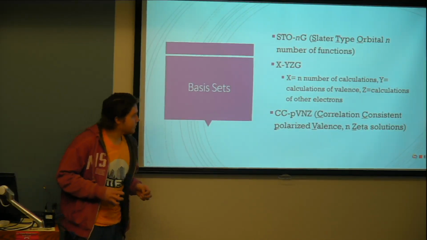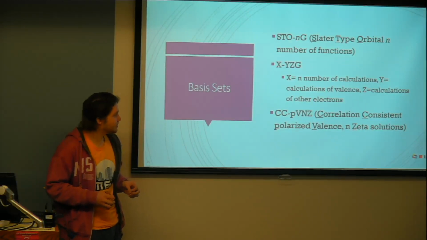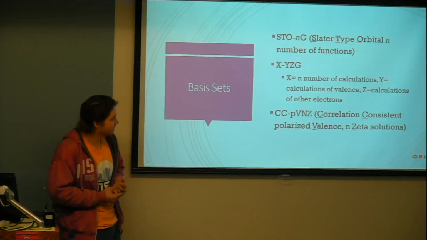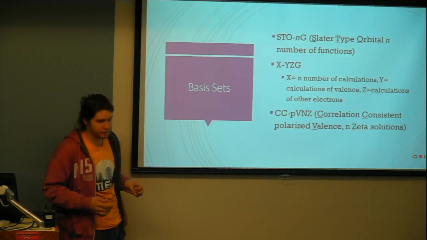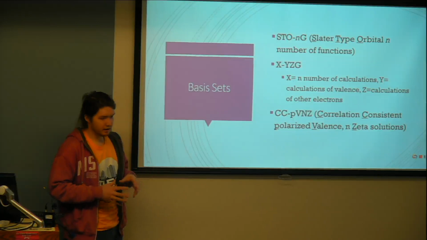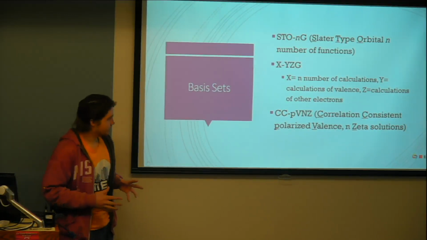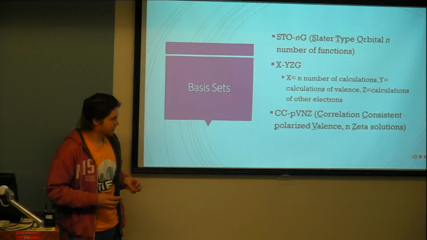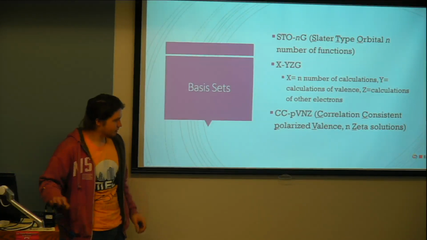And finally, the most complex and final one is cc-pVNZ, correlation consistent polarized valence zeta solutions. So the zeta solution refers to the solution you get from an STO-nG function. And n would be like a double, triple, or quadruple, D, T, or Q, or some other number. And that would be, again, a very complicated equation for calculating only the valence electrons of an atom and assuming a polarized state.